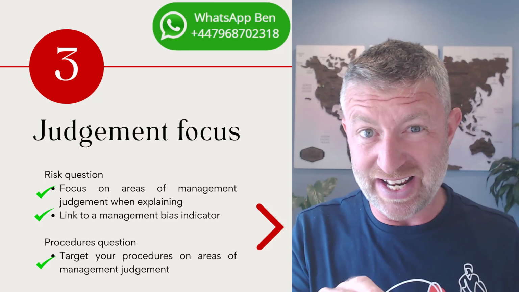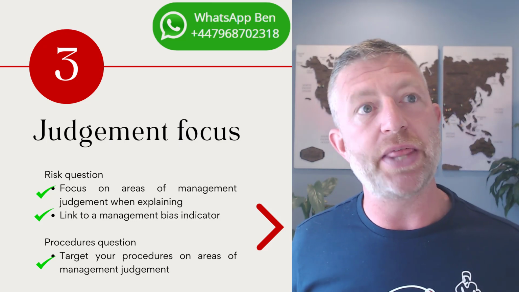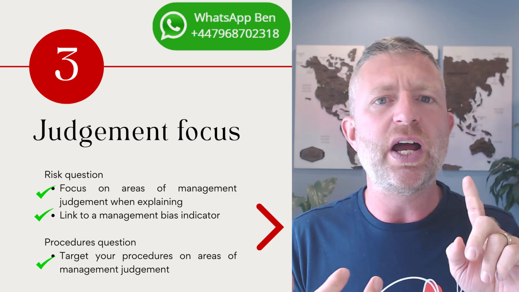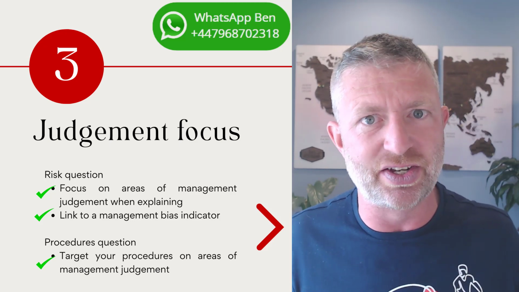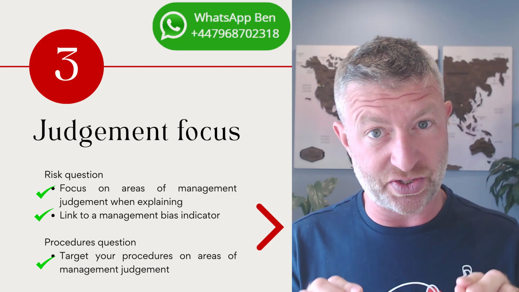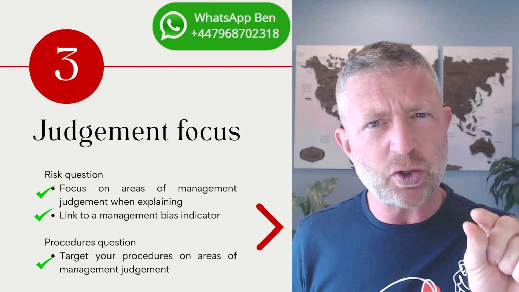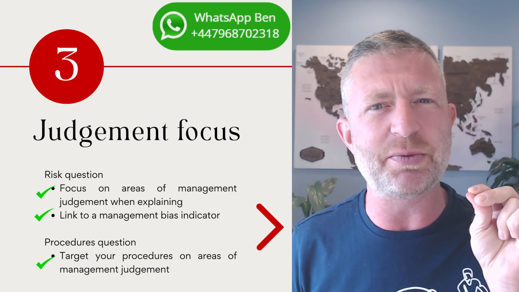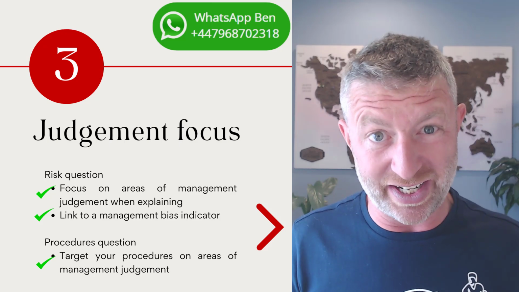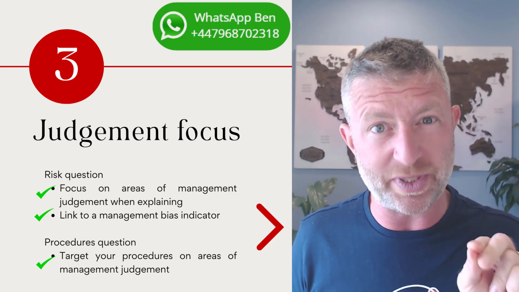And the top students link that judgment point to a management bias indicator, like there's a bonus scheme, or the company is preparing for listing, or someone is retiring and is selling the business. All reasons they might want to overstate the performance of the company. And in a procedures question, you will score a judgment professional skills mark if you target your procedures on the things that are most likely to be wrong with the thing that you're being asked to audit. So the things that are most likely to be wrong is where management have used their judgment. And so you try to focus your procedures on those particular areas.